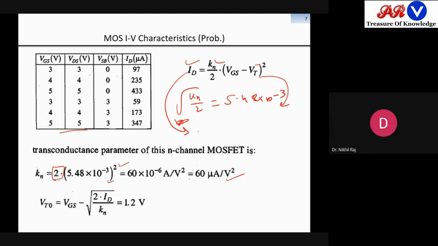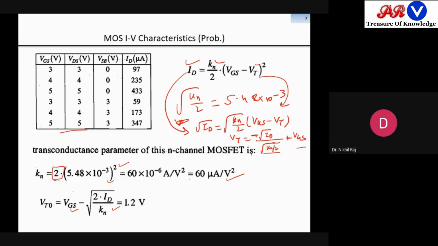If we solve this expression, since it is in the square form, the square root of ID will be equal to the square root of Kn by 2 into VGS minus Vt. So taking Vt on the left hand side, Vt will be equal to Vgs minus the square root of Id divided by the square root of Kn by 2. Vt goes to this side, so it comes with the minus sign, and Vgs comes with the plus sign.